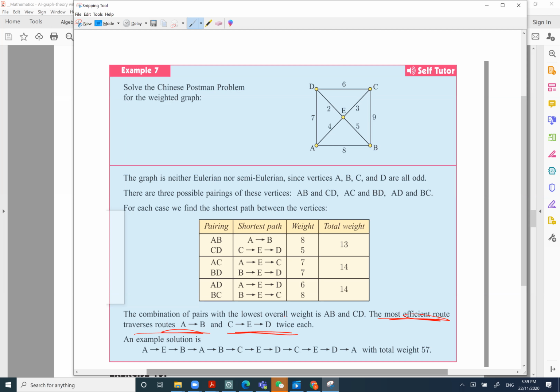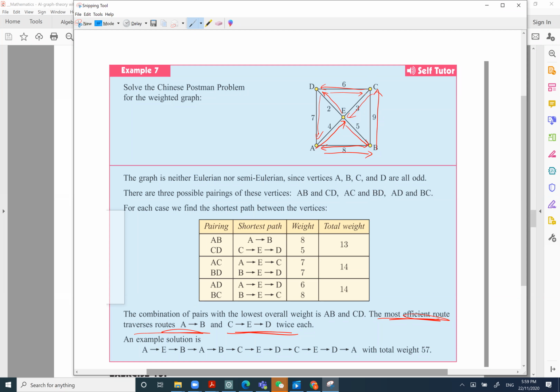Oh, let's check. A to E, 2B, 2A, and then 2B, repeat. B to C, 2E, 2D, 2C. Oh, CD, repeat. D to A. Okay.